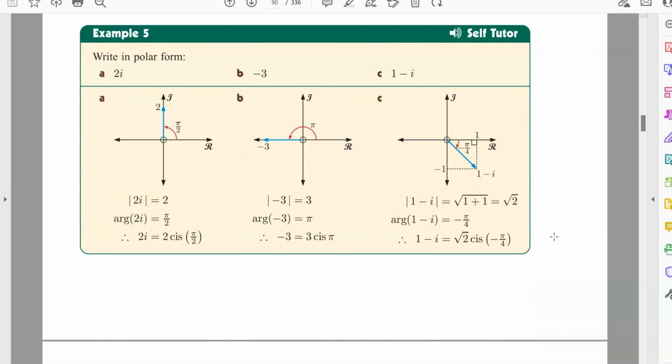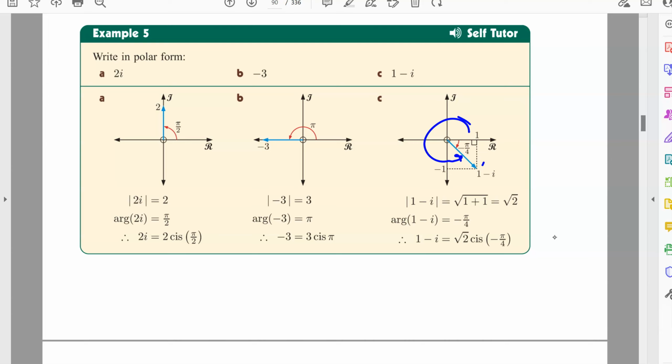Nice things. In polar form, your angle always has to be between pi and minus pi. So notice this one here, you cannot go around and say that that would be 7 pi on 4. No good. It has to be between pi and minus pi. So just little things to go on, but quite nice.